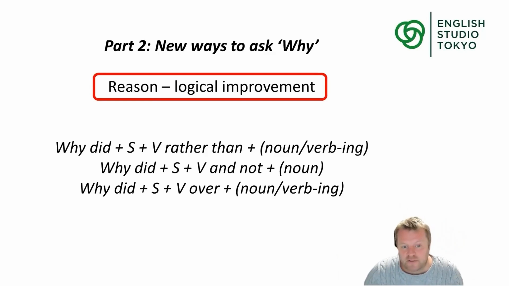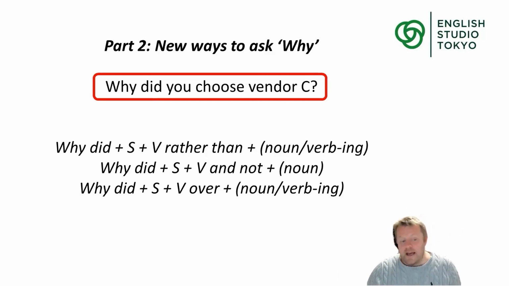So why did, subject, verb, rather than. After rather than, we can use a noun or we can use an ing verb. Why did, subject, verb, and not. Usually with and not, we only use a noun. And why did, subject, verb, over, we can use a noun or we can use an ing verb. Let's look at some examples of this in practice.